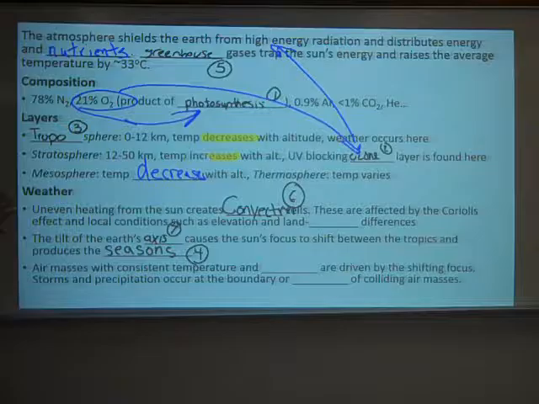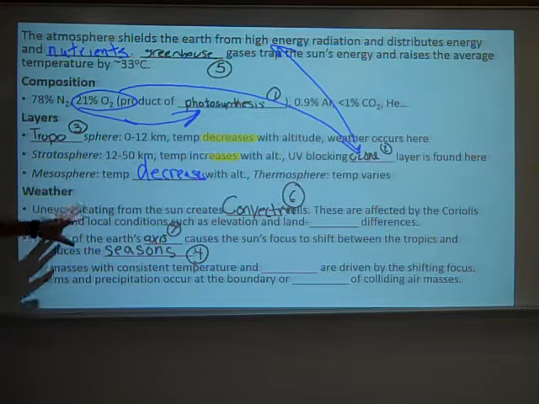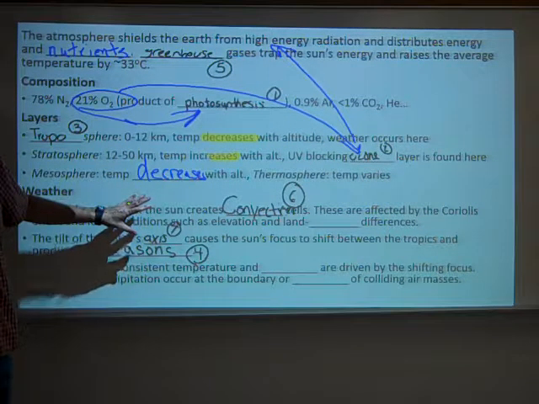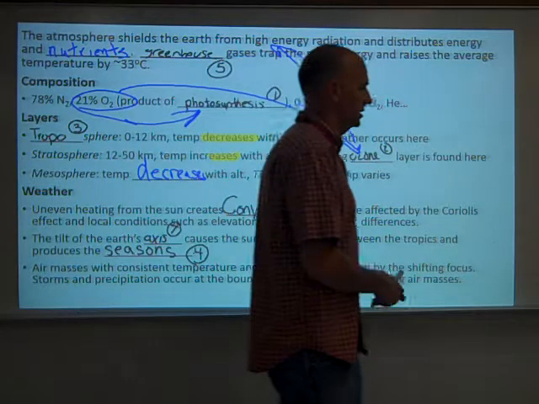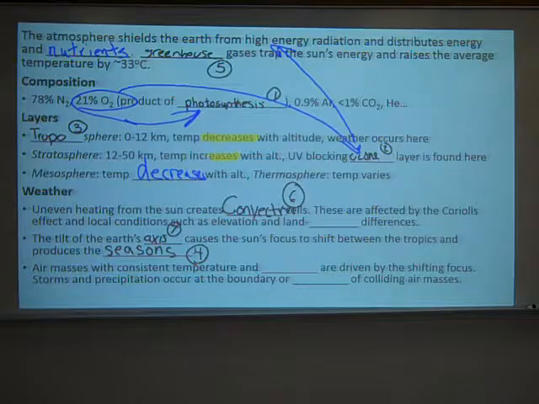So weather of course is really the interaction of both the atmosphere and the hydrosphere. The water cycle is a big part of it, but part of weather is winds. There are certain wind patterns that exist due to the fact that the Earth gets uneven heating, and it gets that uneven heating because it is a sphere.